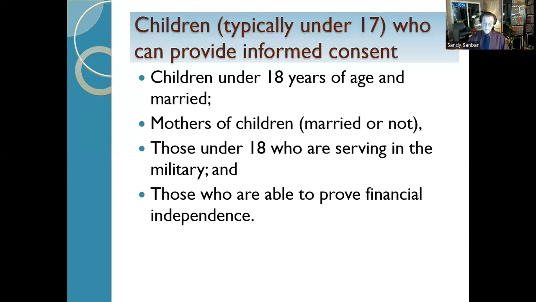What about children? Children, typically under age 17, cannot provide informed consent, with the following exceptions. Number one, children under 18 years of age, if they are married. Number two, mothers of children, married or not. Number three, those under 18 who are serving in the military. And finally, those who are able to prove financial independence.